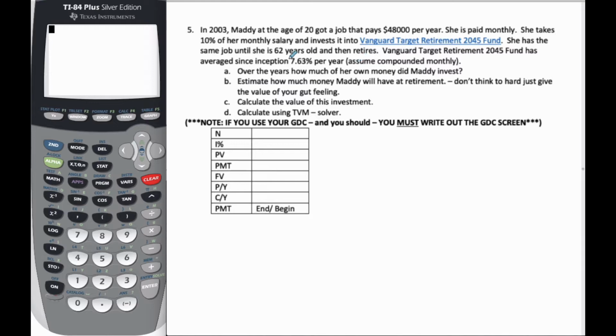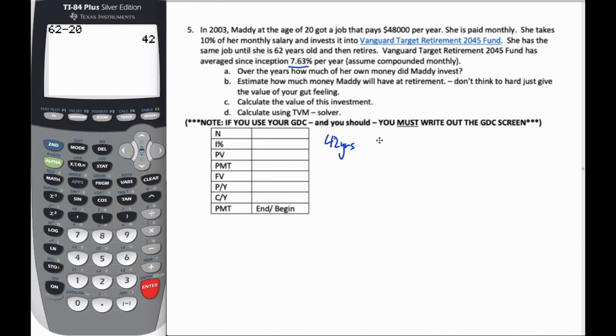So this particular fund has averaged since inception 7.63% per year, and we're going to assume it's compounded monthly. So over the years, how much money did Maddie invest? Well, we know that she works from 20 to 62, so 62 minus 20 is 42 years of investing.